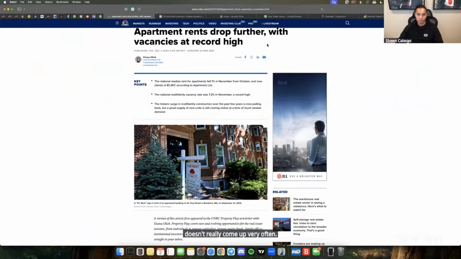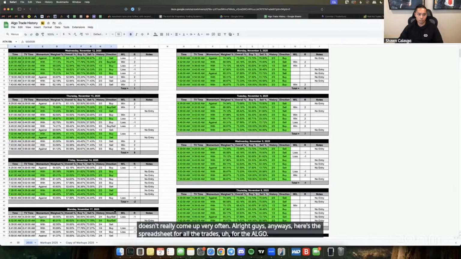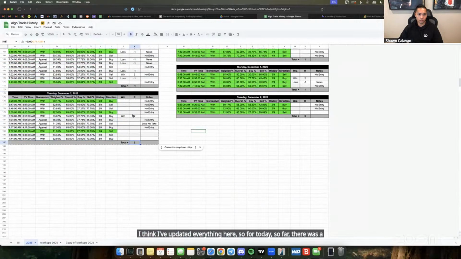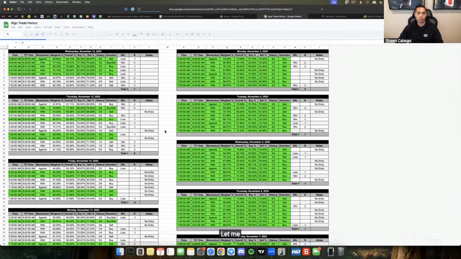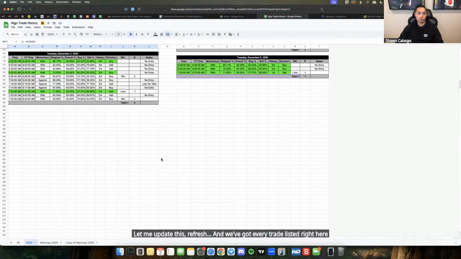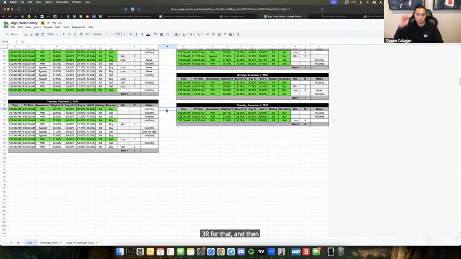All right, guys. Anyways, here's the spreadsheet for all the trades for the algo. I think I've updated everything here. So for today so far, there was a 2R, or no, there's one more trade here. Let me update this, refresh. And we got every trade listed right here. So for today so far, it's a 3R. Pretty good day overall for all the trades. 3R for that. And then for the target entries, a negative 1R.